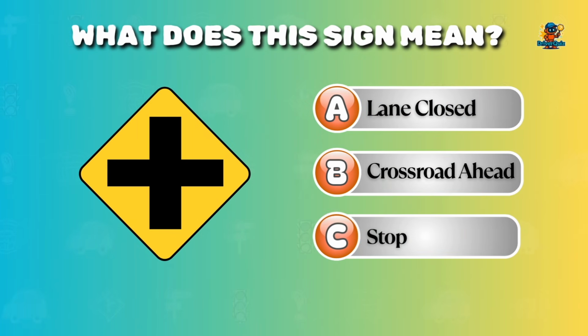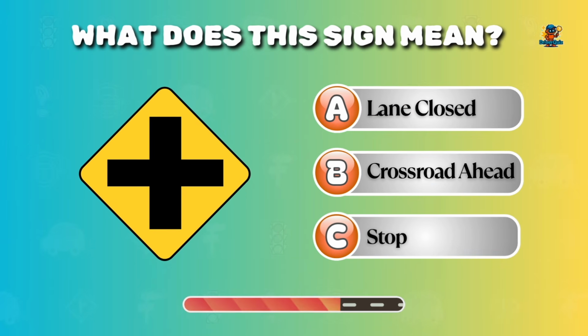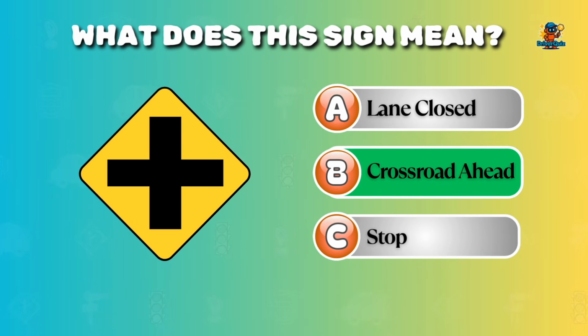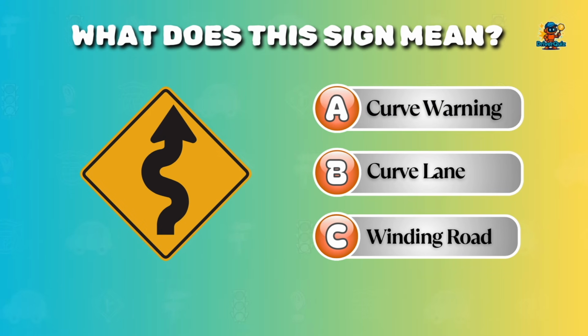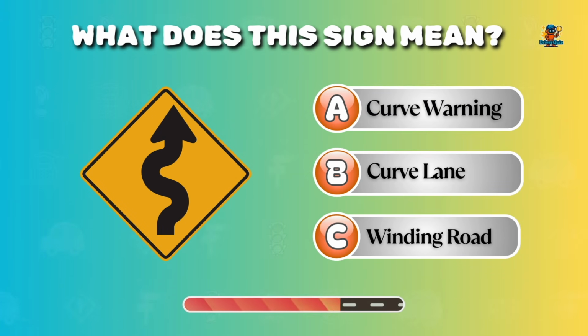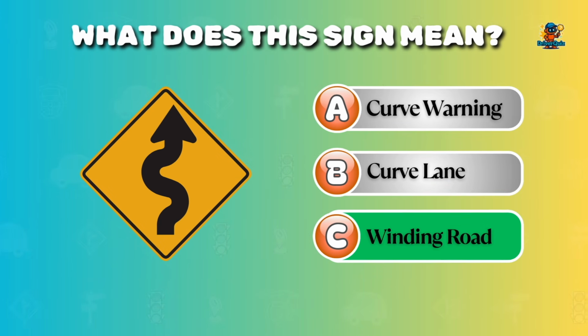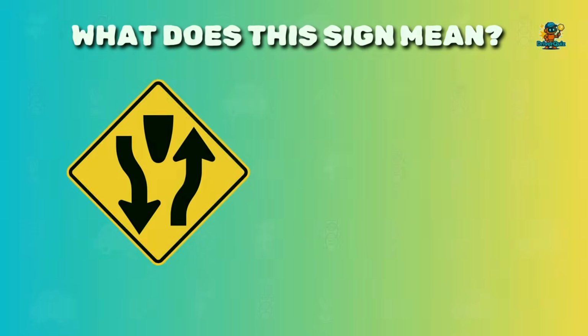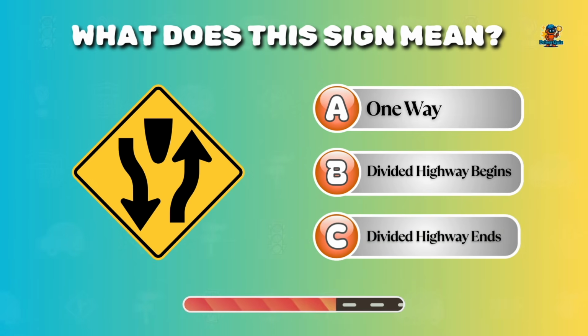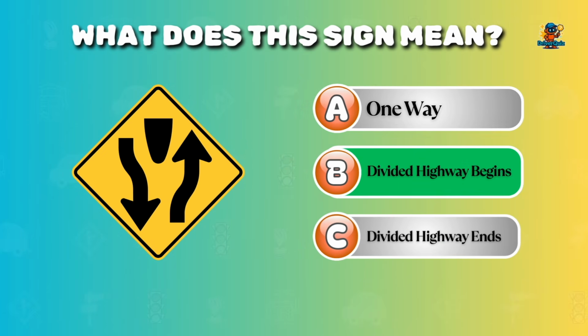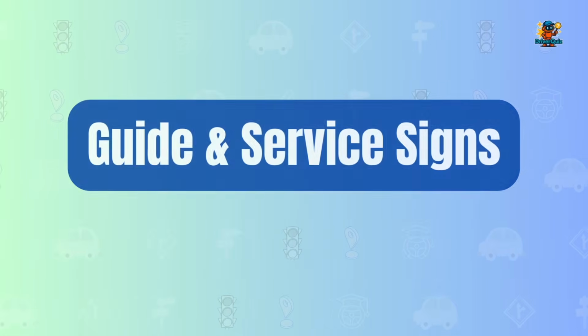A yellow diamond sign with a plus symbol indicates great job! Crossroad ahead. What does this sign mean? Correct. Winding road. Do you know the meaning of this sign? Divided highway begins. Guide signs.